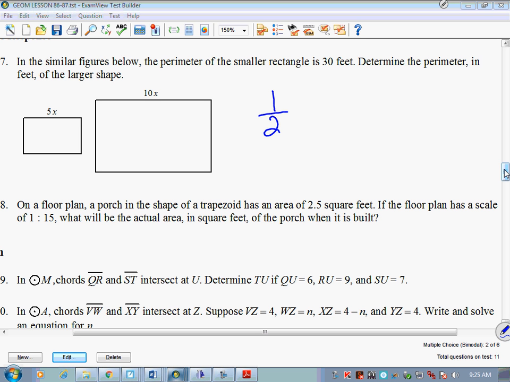The perimeter of the smaller figure is 30 feet. Where do I put that 30? Top or bottom? Top. Determine the perimeter in feet of the larger shape. So what do I do here? 2 times 30 is 60, right? So I should end up with 60 feet. 60 feet is my answer. The x didn't really come into play because we saw the relationship of 5x to 10x. Those x's canceled out, left me with a scale factor of 1 to 2.